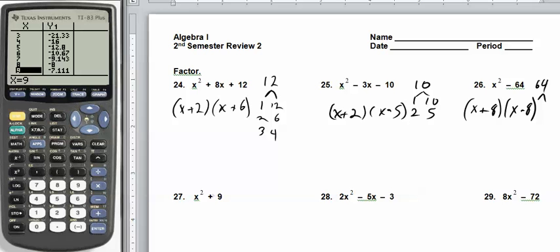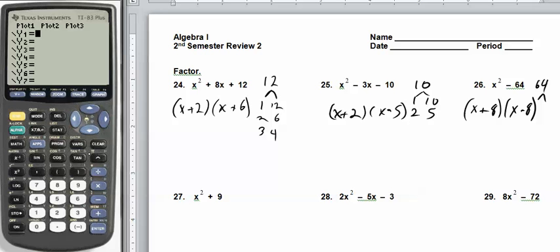Alright, so now this isn't difference of two squares. So this one's going to be interesting. Let's take a look at this one. If we put this one in the calculator, x squared plus 9, and we graph it, it never crosses the x-axis. So it is not factorable. You cannot factor this. There's nothing that will add up, no factors of 9 that will add up to 0.